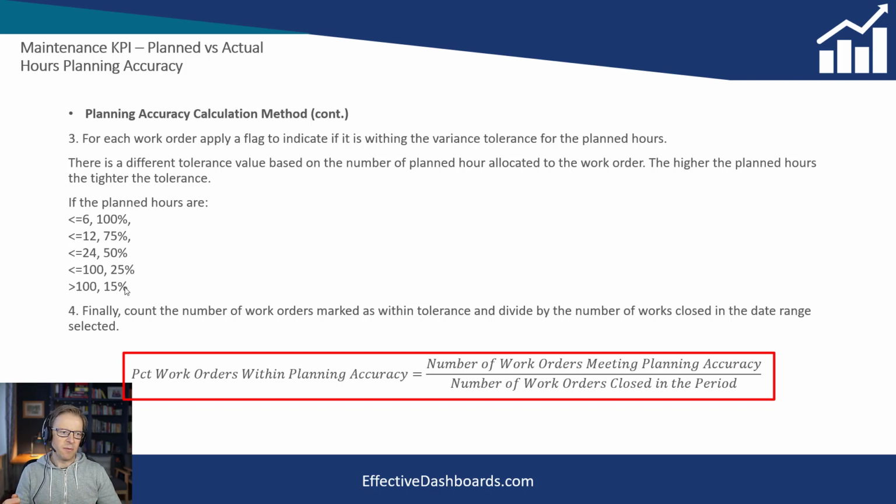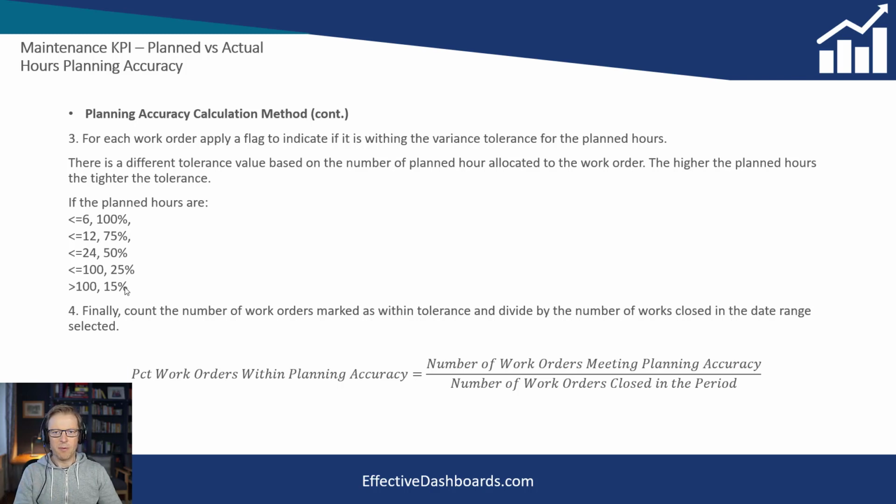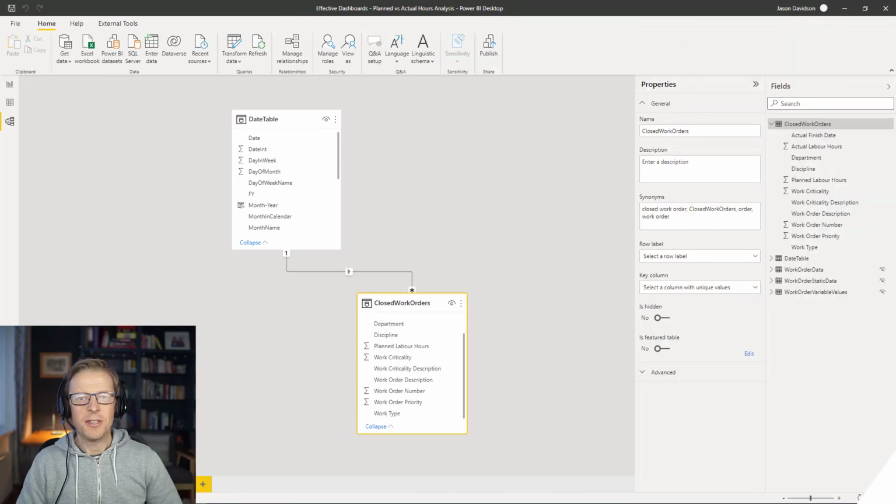And we're going to divide that by the total number of work orders in the period. Okay, 100 work orders. If 75 of them are within the planning accuracy tolerance, then it's going to be 75 divided by 100, 75%. Okay, so that's going to be the method we're going to use to calculate our work order planning accuracy.